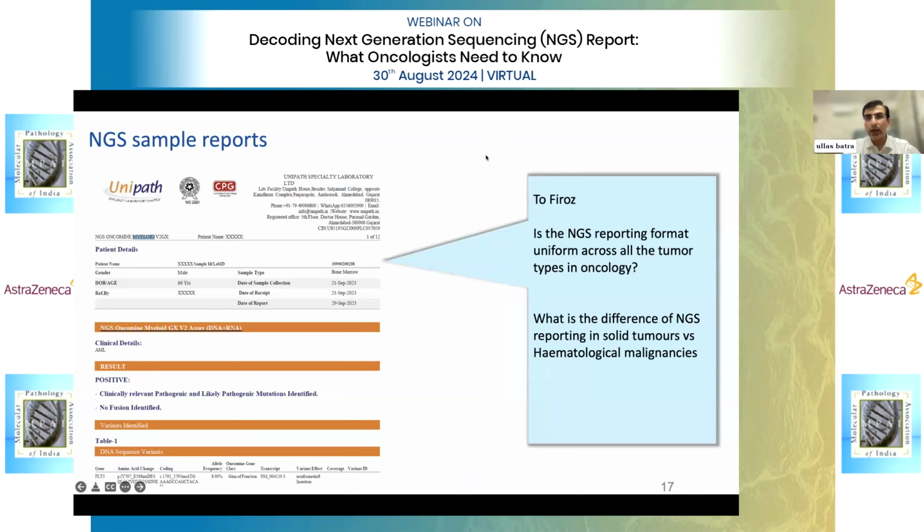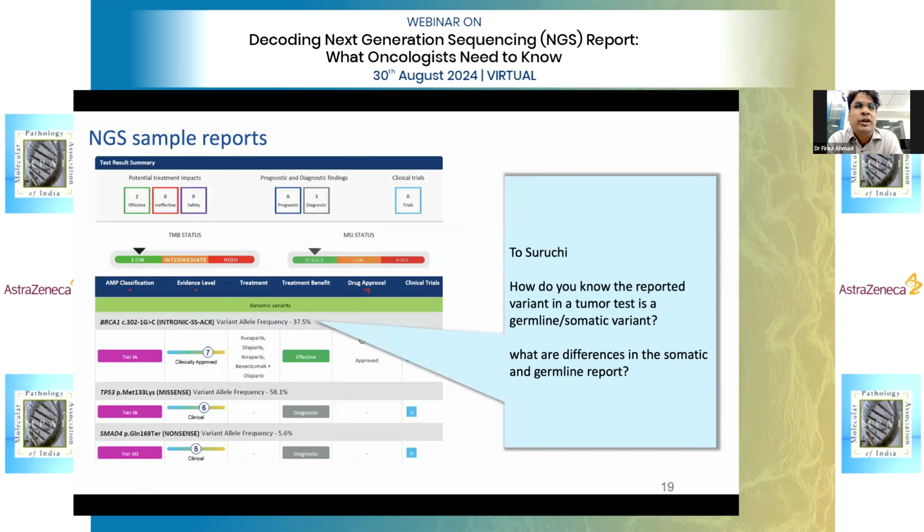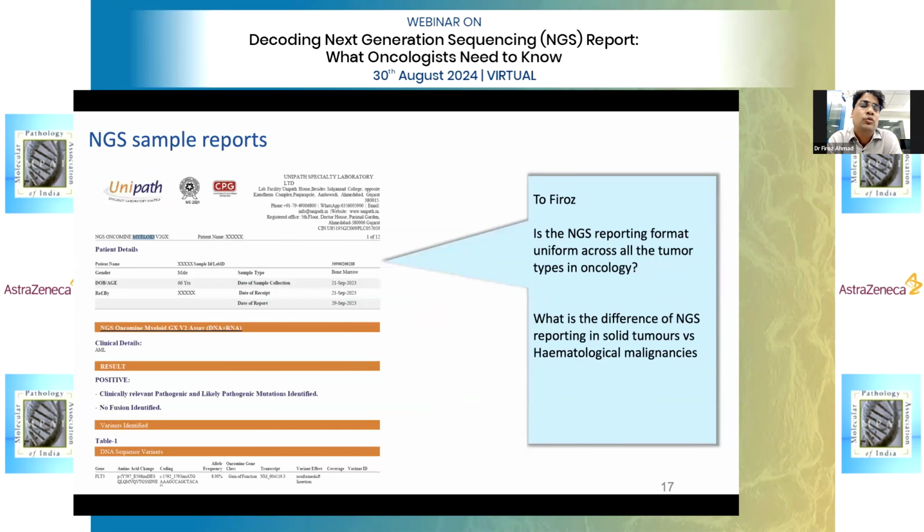The NGS reporting, Dr. Feroz, is the reporting format uniform across all the tumor types, or is it different for lung, colon, or is it similar across various labs also? So actually, most of the labs will follow the guidelines. For example, if the lab is NABL or CAP accredited, then there are set guidelines which a report should minimally have. For any solid tumor report, be it lung, colon, or adenocarcinoma of breast, you have to give the tumor size, tumor block number, and tumor content cellularity. These are the basic information which most of the labs will do.